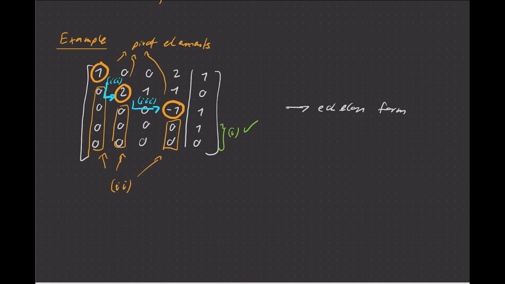It does, however, not have reduced row Echelon Form. And you can easily see that because there's a 2 here as a pivot. Yeah, and also above this pivot here, there are entries that are not 0. This is not reduced, but it is in Echelon Form.